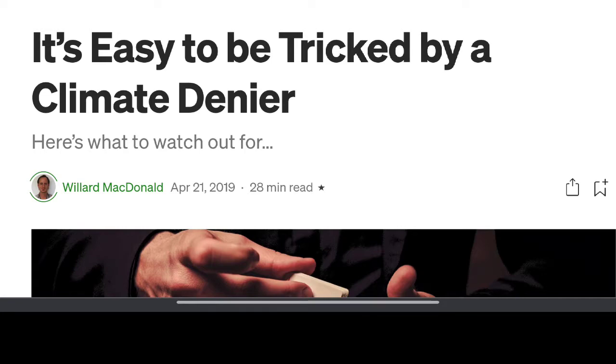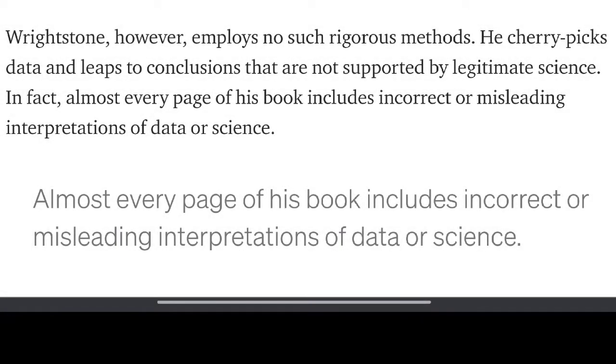article. It's quite a long article put out by someone who wasn't very impressed with An Inconvenient Truth. And I wanted to just go through this. It's quite interesting. So I'm going to go through it as quick as I can. This is the author, Wrightstone. However, employs no such rigorous methods. He cherry picks data and leaps to conclusions that are not supported by legitimate science. In fact, almost every page of his book includes incorrect or misleading interpretations of the data or science.